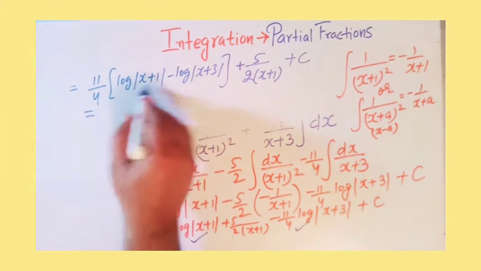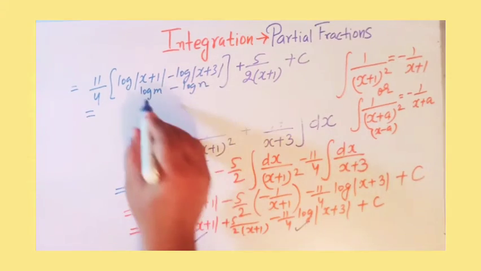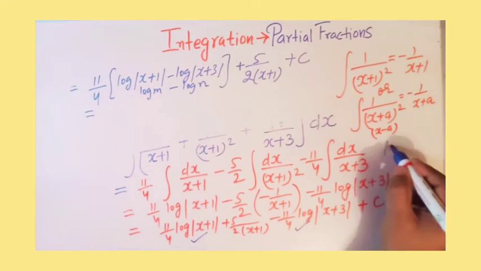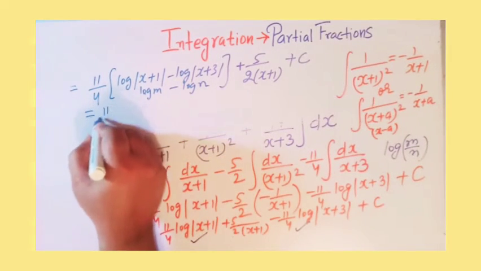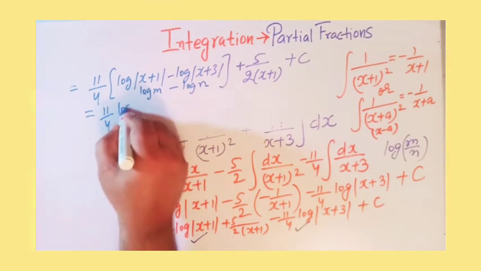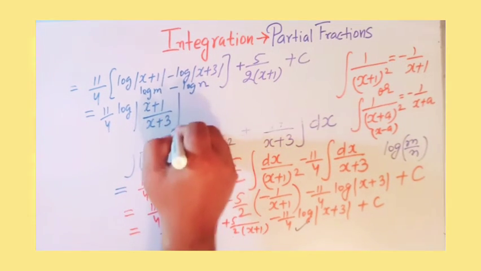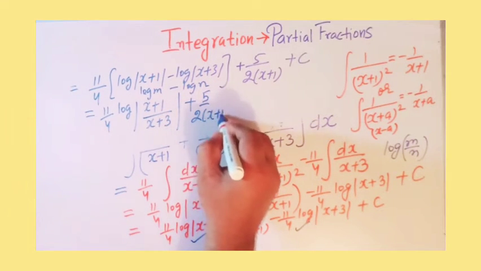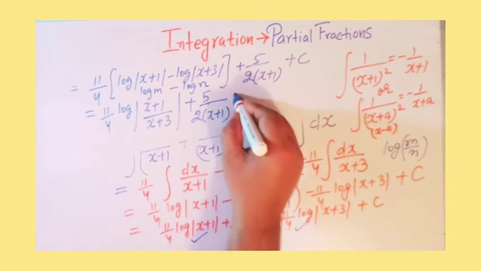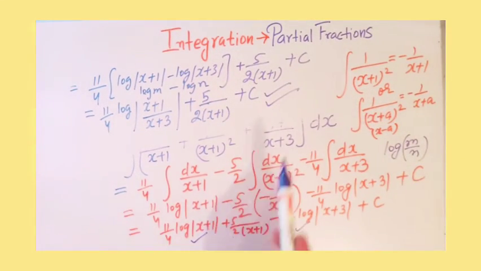Now this is log m minus log n, and log m minus log n is equal to log m upon n. So therefore we have 11 by 4 log of (x plus 1) divided by (x plus 3), plus 5 by 2 times (x plus 1), plus c. So this is the final result of the given integral.